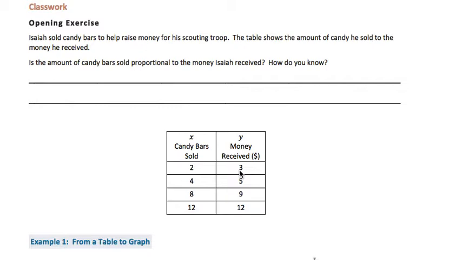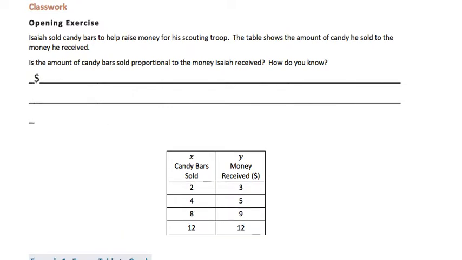tables to this point, we know that we have to have the same rate in each entry in order for it to be a proportional relationship. So when he sold 2 candy bars, he received $3. We would divide 3 by 2 to find out what the rate is, and that is $1.50 per candy bar.